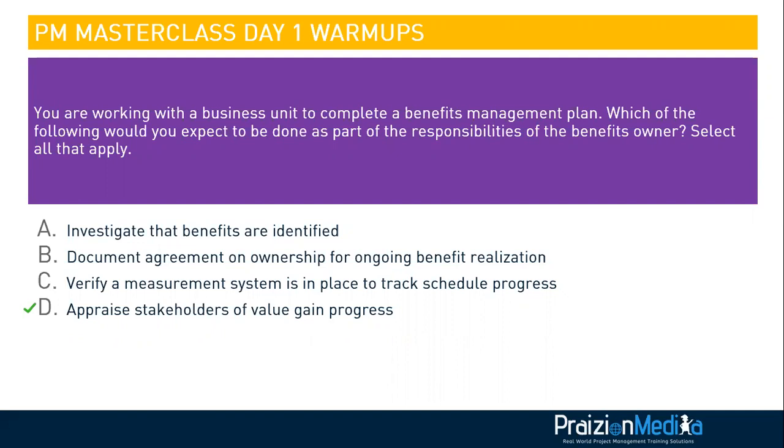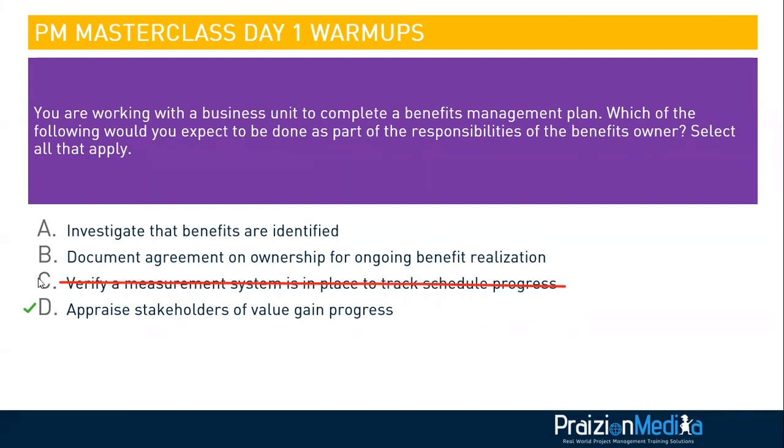Let's take a look at C. Verify a measurement system is in place to track schedule progress. This is talking about schedule. We know that the benefits owner's job is not to put a measurement system in place for schedule. That sounds more like what the PM would do. So we are not going to choose that.